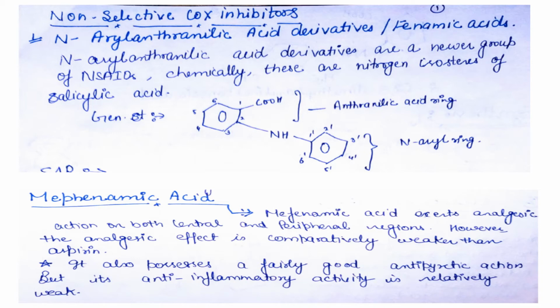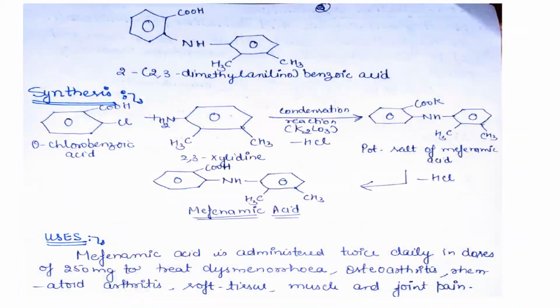These are the general structures for N-aryl anthranilic acid derivatives, having an anthranilic acid ring and an N-aryl ring. And the drug in this category is mefenamic acid. Mefenamic acid exerts analgesic action on both central and peripheral regions. However, the analgesic effect is comparatively weaker than aspirin. It also possesses a fairly good antipyretic action, but its anti-inflammatory activity is relatively weak.